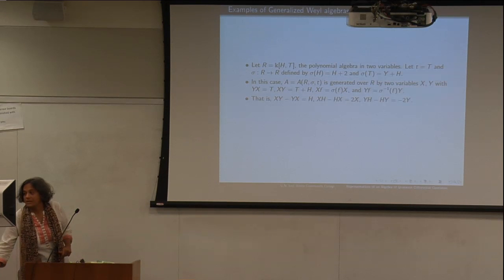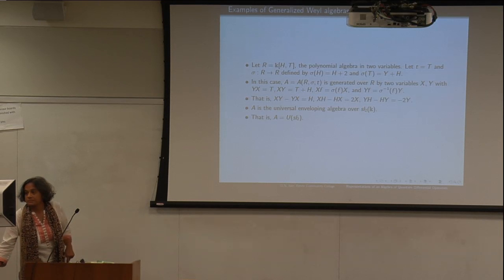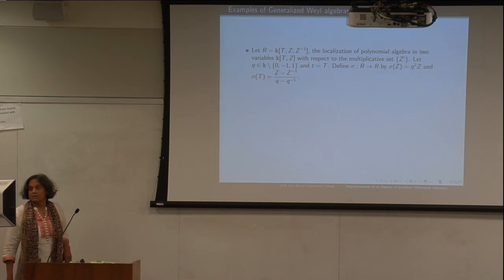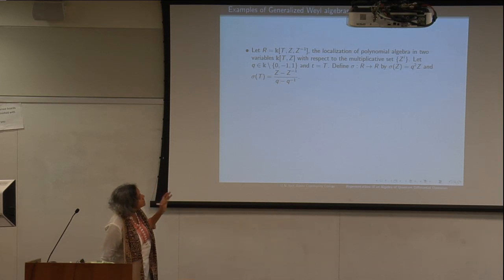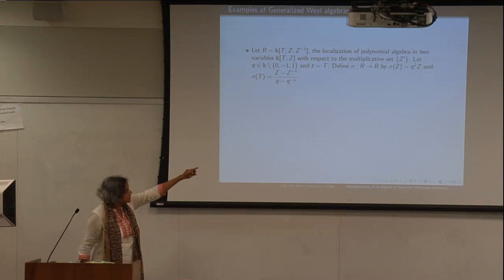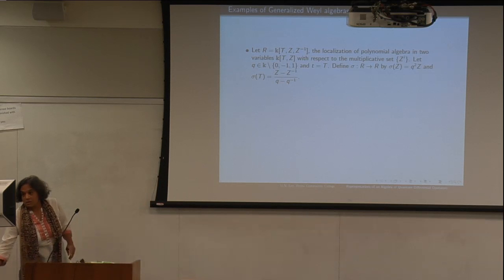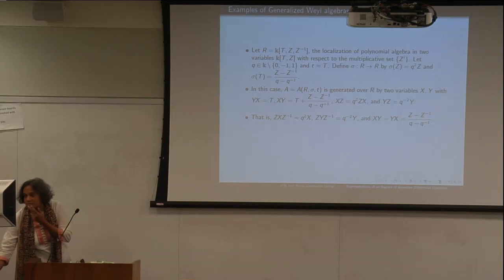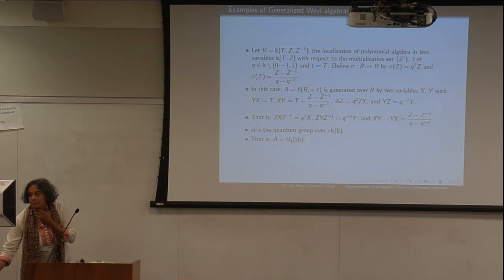So this is the enveloping algebra of sl2. So the last example here. You have t, z, z inverse, and your sigma on z is just q squared z, so it's multiplication. So you know where I'm going with this, right? So this is the quantum group over sl2.